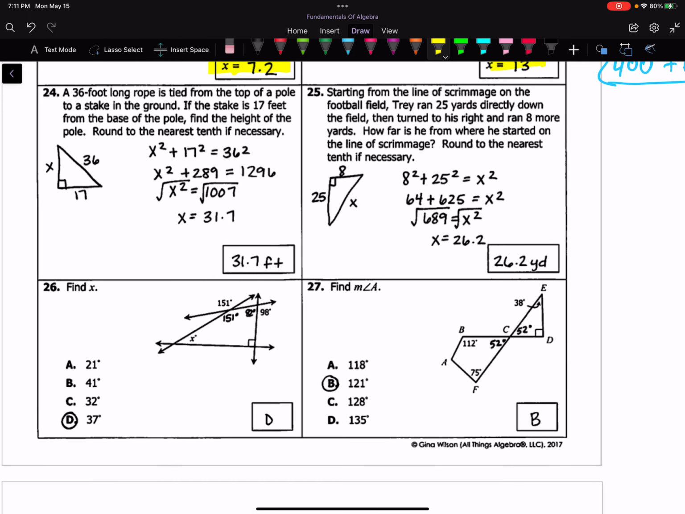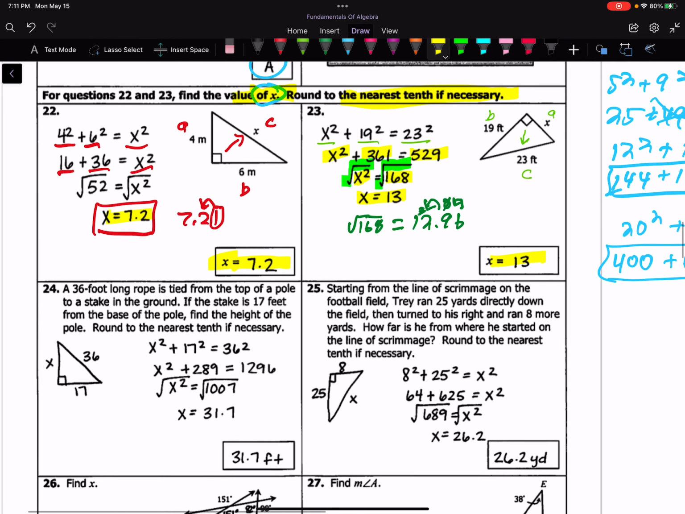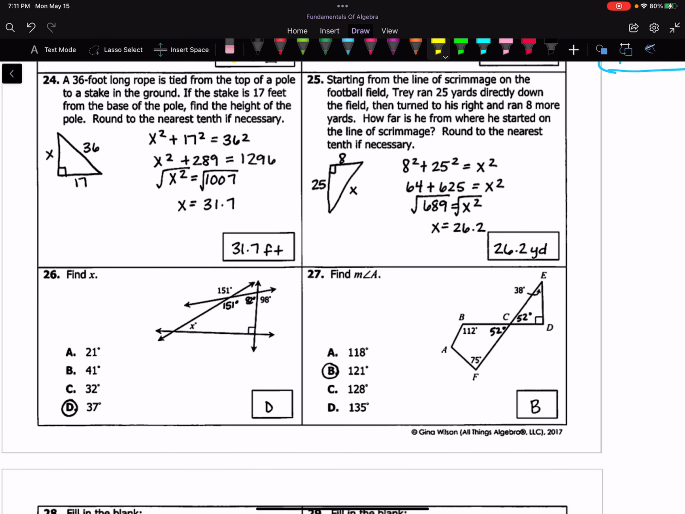24, 36. Now we're not doing the instructions for 22 and 23. We now have a word problem. We've got a 36-foot long rope. It's tied from the top of a pole. So here's my pole. I'll draw the picture. Here's my pole, and here's my rope in red.